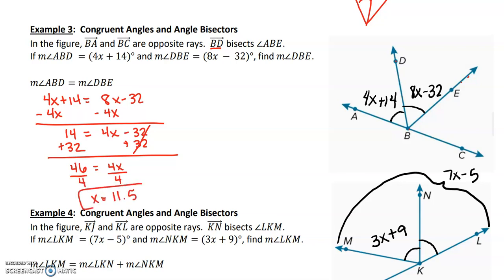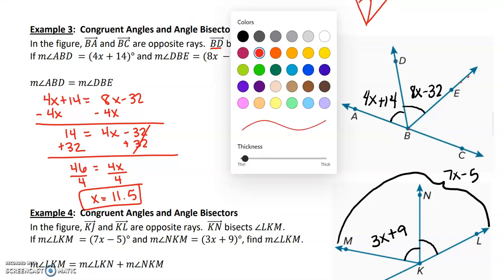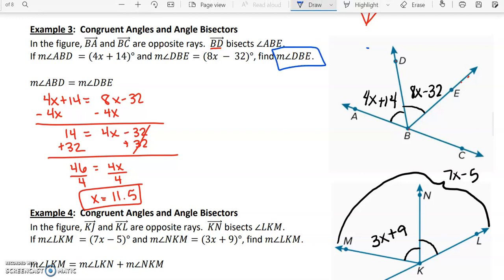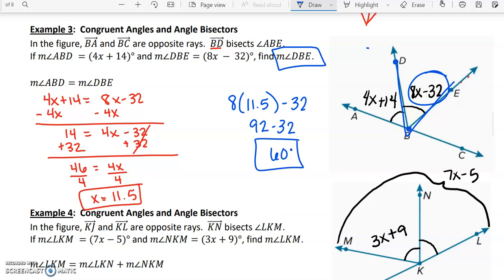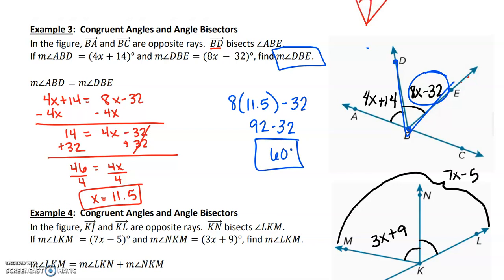It's 11.5, which is going to help us now to answer what they want, which in this case is to find the measure M. Right here in front of our angle stands for measure, meaning the actual value, number, degrees for angle DBE. So DBE is right here. So 8 times 11.5 minus 32. And that is going to give me 92 minus 32, or 60 degrees for the measure of angle DBE.